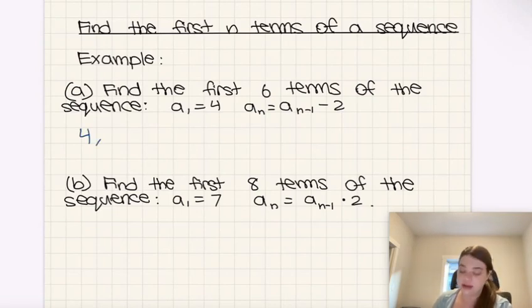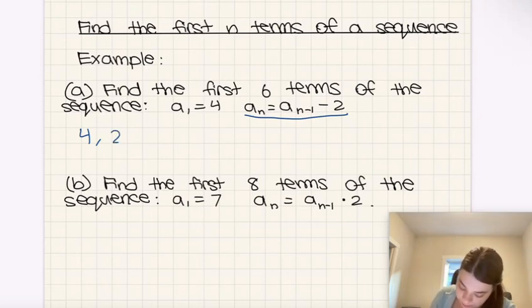And then this rule here is basically saying to find any term, look at the last term and then subtract 2 from it. So in order to get the second term, I need to look at the first term, or I shouldn't say the last term, the previous term from the second one, and subtract 2 from it. So then I get 2.